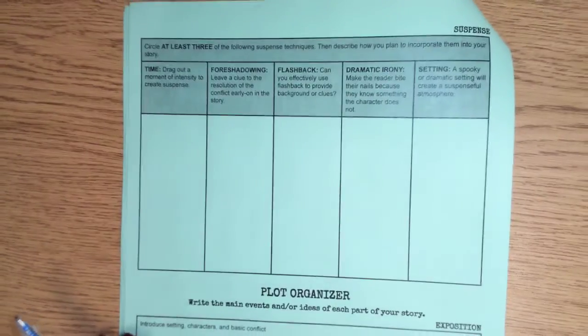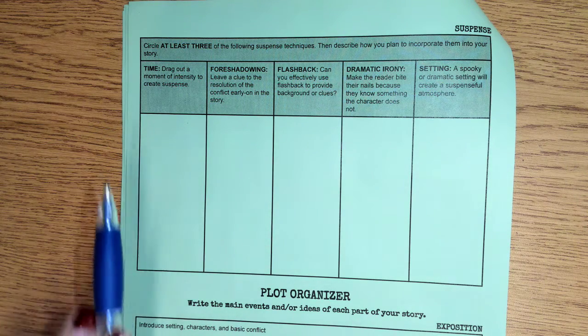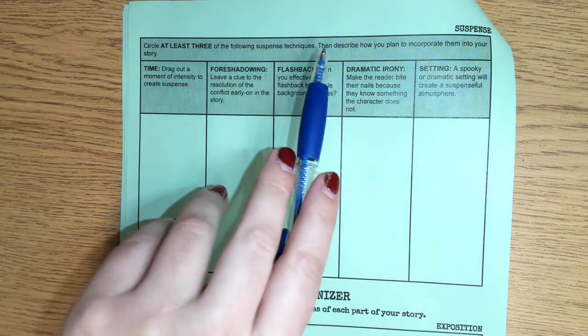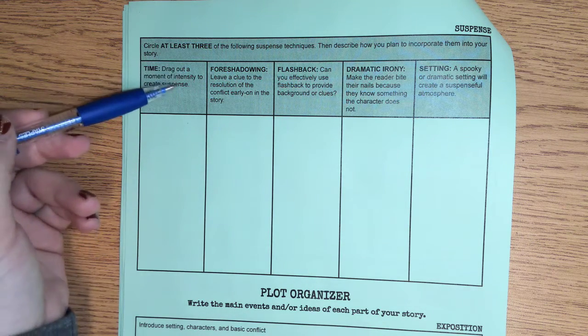Okay? Your next task will be to show how you plan to create suspense in your story. So you must choose at least 3 of the following suspense techniques, and then you're going to describe how you plan to incorporate them into your writing. So there are 5 choices here.